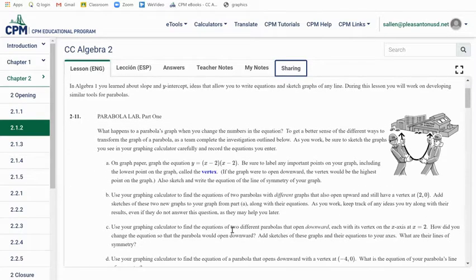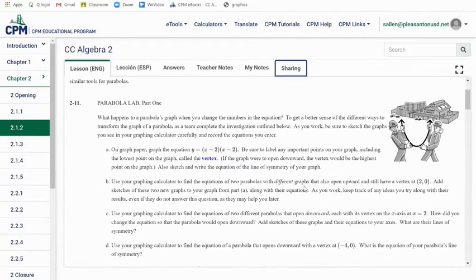It says, what happens to a parabola's graph when you change the numbers in the equation? To get a better sense of the different ways to transform the graph of a parabola as an individual, complete the investigation outlined below. As you work, be sure to sketch the graphs you see in your graphing calculator carefully and record the equation you enter. So for part A, the first thing that you are going to do is graph the equation y equals x minus 2 times x minus 2.